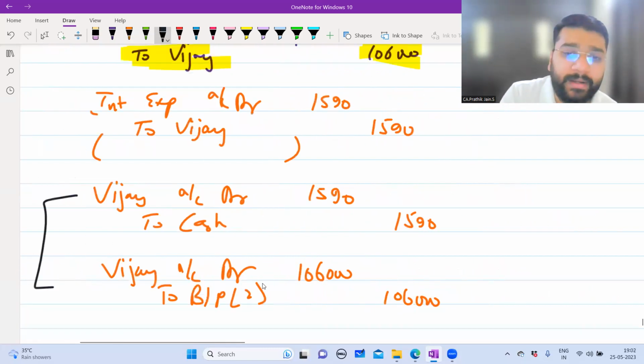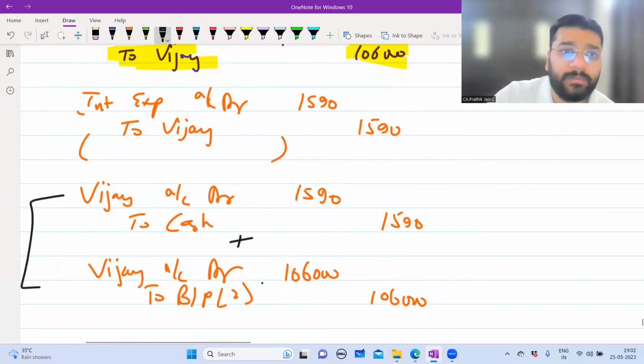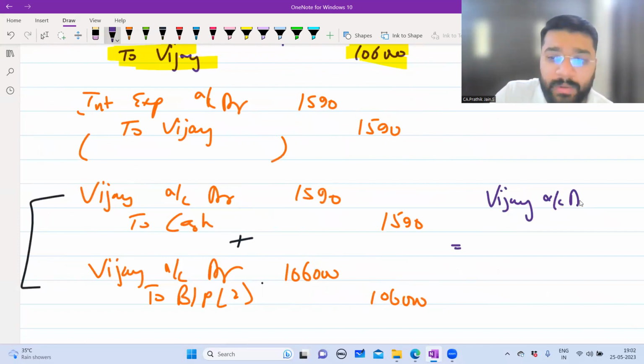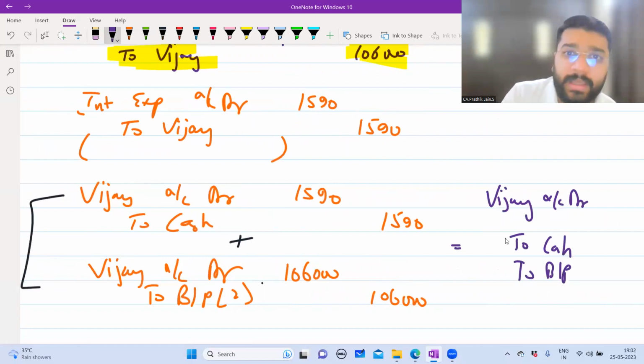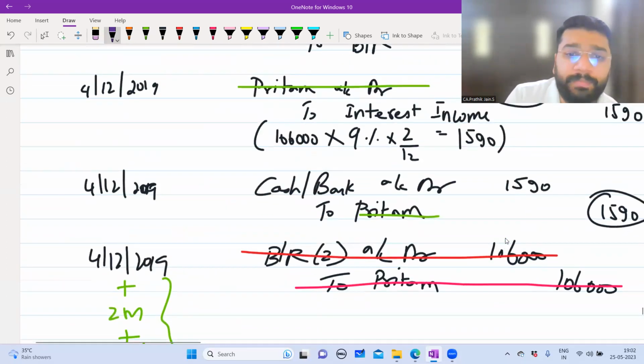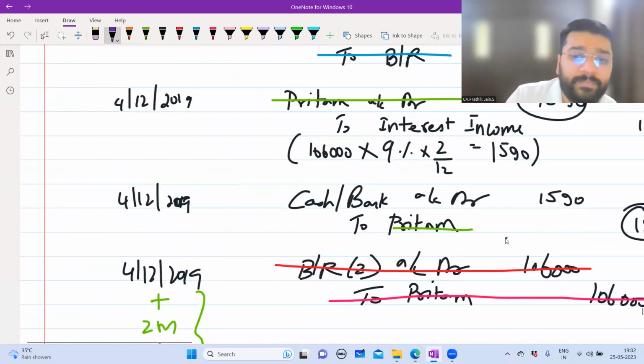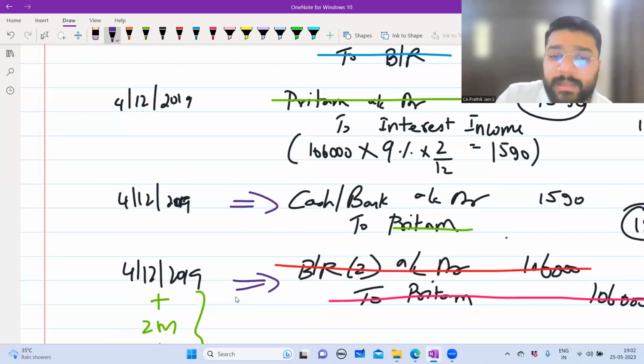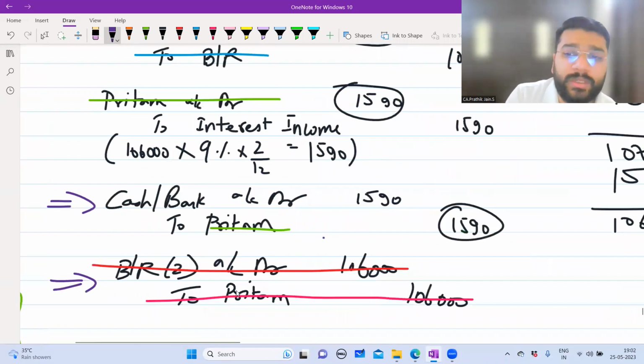If I combine these both entries together, it will be Vijay account debit to cash, to bills payable. You can do this also. And even here, when you're recording in Preetham's book, the interest payment entry and the new bill creation entry, you can combine these both also, nothing wrong.